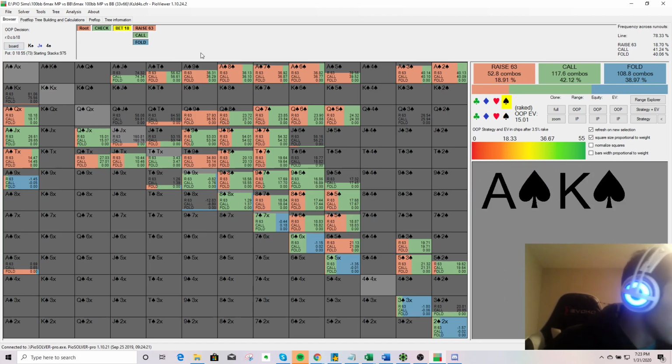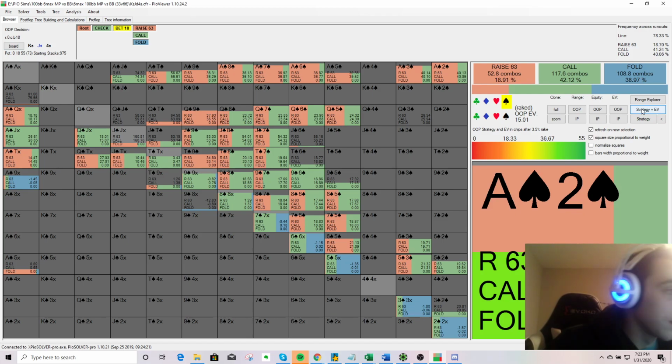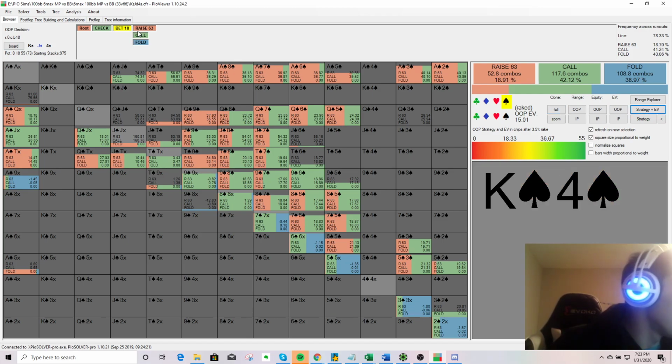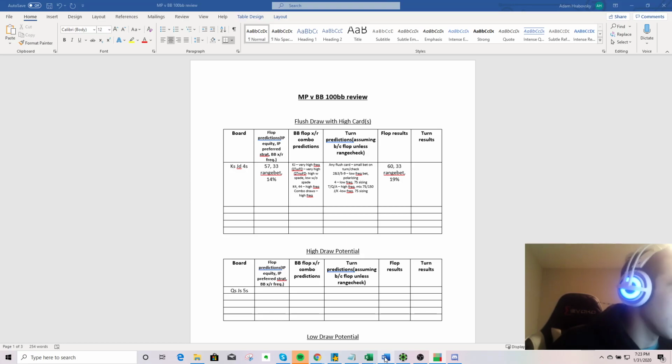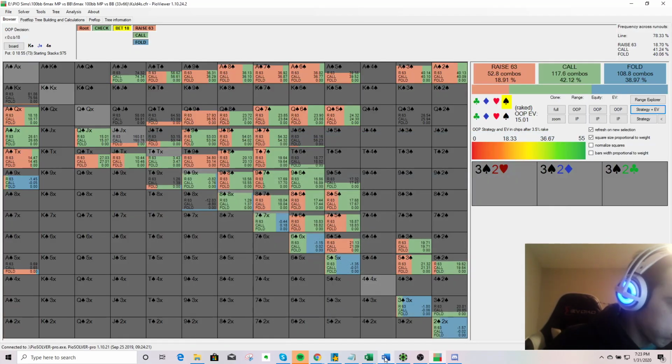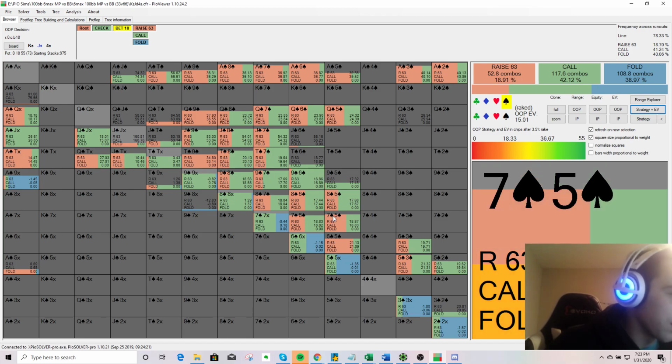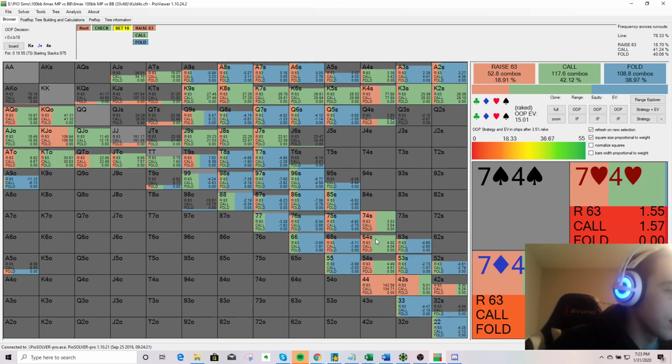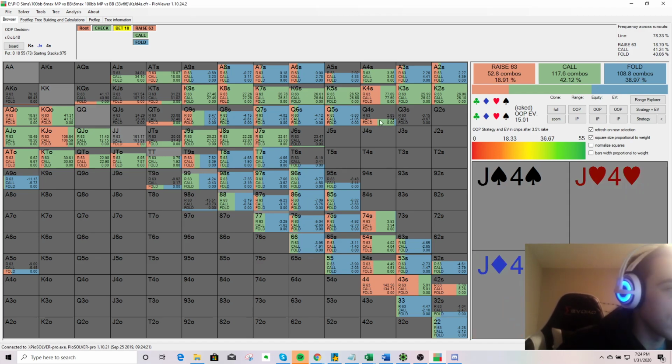Okay. Interesting. So what else do we have to look at here? Yeah, so I was a bit low on my predictions for the check raise. I missed these smaller fours that are going to be raising at some frequency. Definitely preferring to have a backdoor draw with these. 7-4 doesn't care as much.